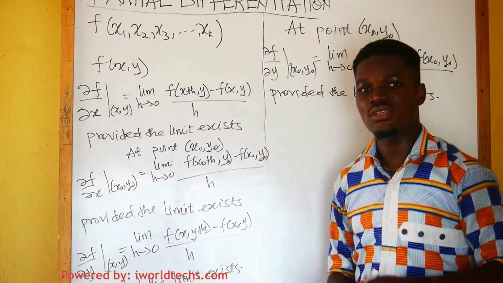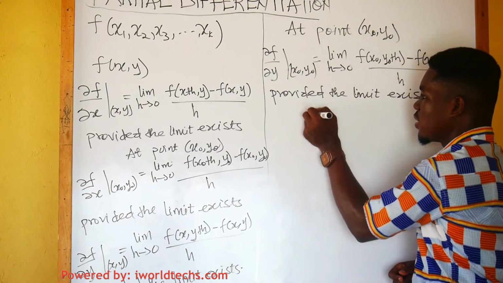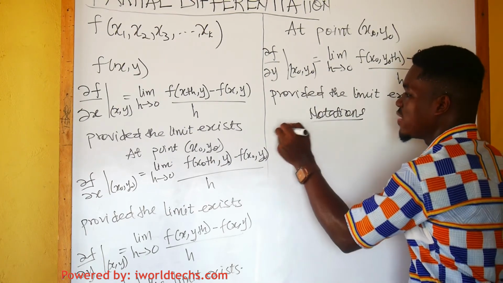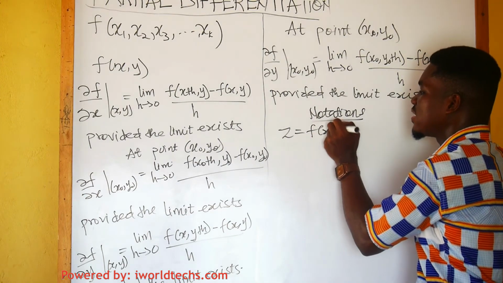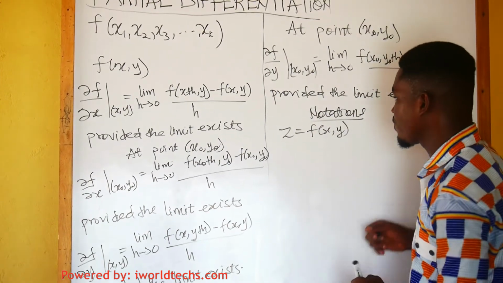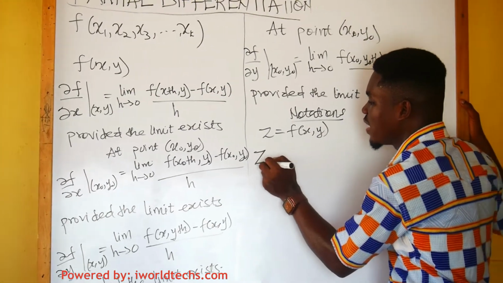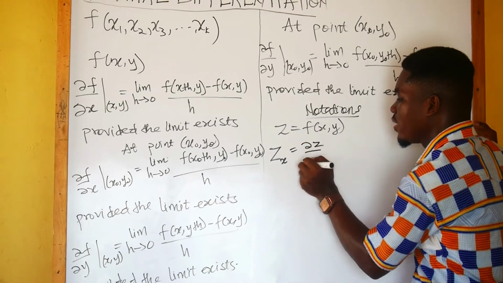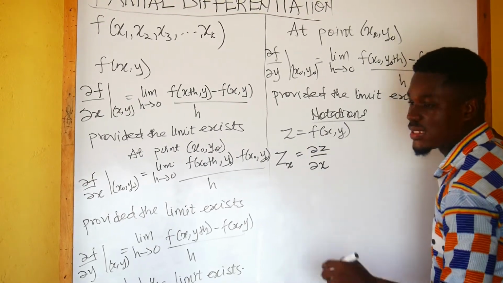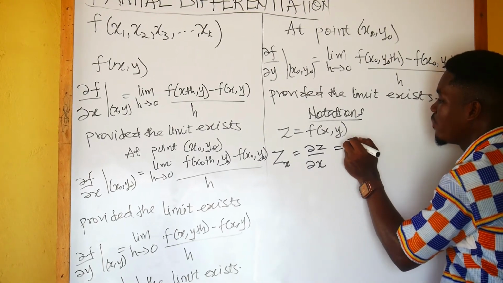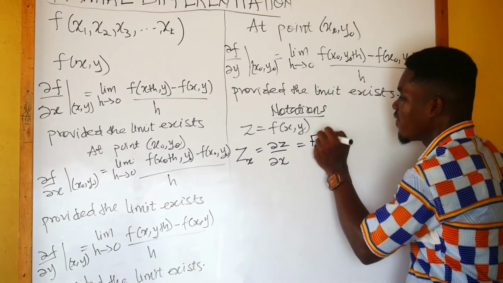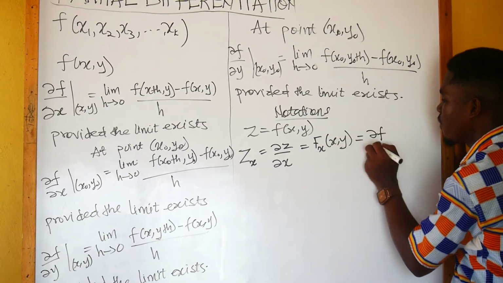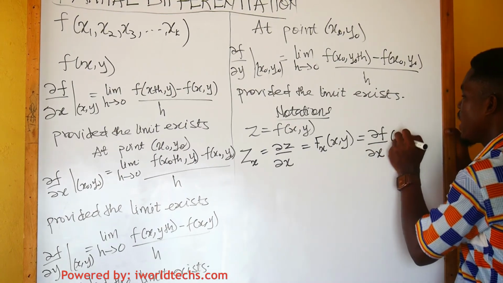Okay, so let's look at some basic notations. So when you have z to be a bivariate function, that is f as a function of x and y, the partial derivative of this function, that is z subscript x, is given by del z del x, and this is the same as f subscript x of (x, y), and it's the same as del f del x of (x, y).